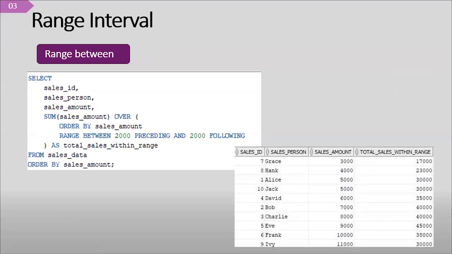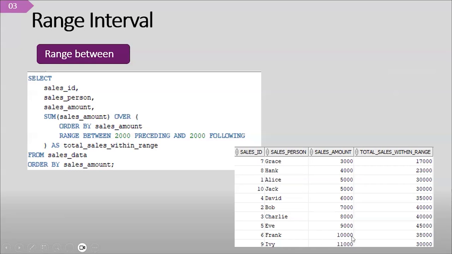Let's try to understand it together. For example, David got 6,000. He will add all the salespeople who got 2,000 before and 2,000 after. So he will add from 4,000 to 8,000. So how much will he add? 4 plus 5 plus 5 plus 6 plus 7 plus 8. How much will it give? 35K.